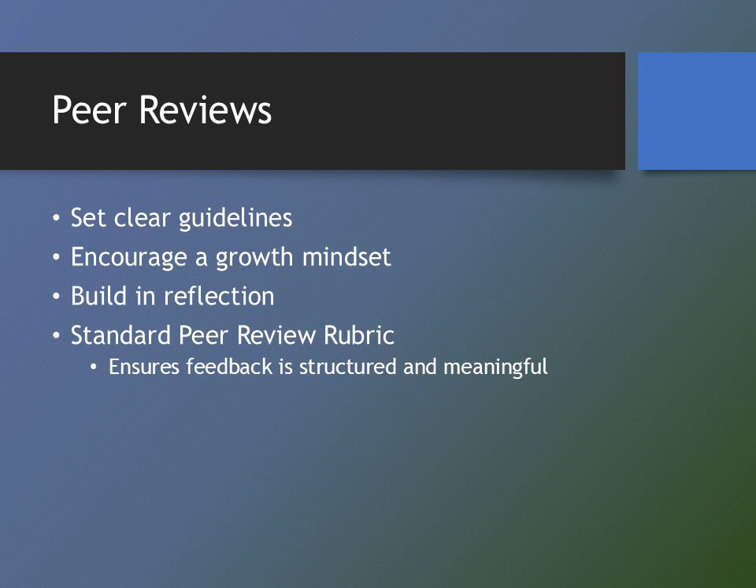Encourage a growth mindset when it comes to feedback. Make sure students understand the value of both giving and receiving feedback as part of their own learning process. After receiving feedback, ask students to reflect on what they've learned and how they can apply it. This keeps the process of peer review meaningful and impactful for both the reviewer and the student receiving the feedback. Use the peer review rubric to guide the feedback process. If you'd like, you can use this rubric as is or modify it to fit your specific needs. This will ensure that feedback is structured and meaningful, helping students engage with each other's work thoughtfully.